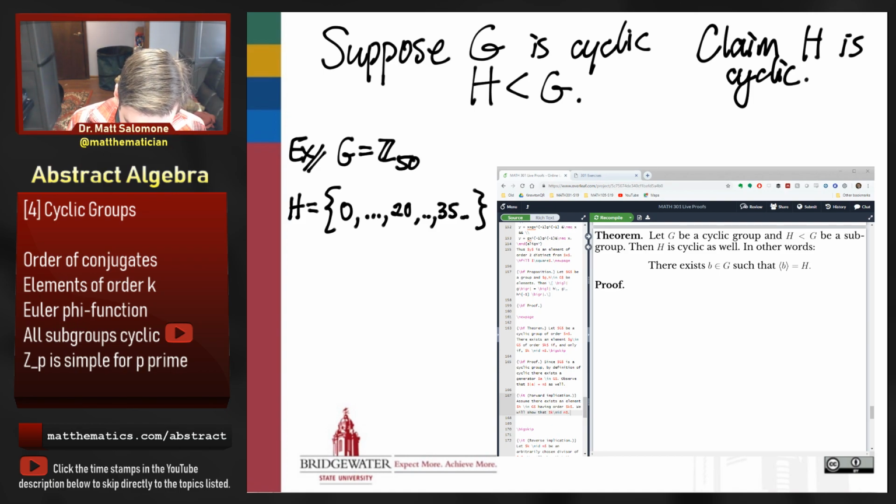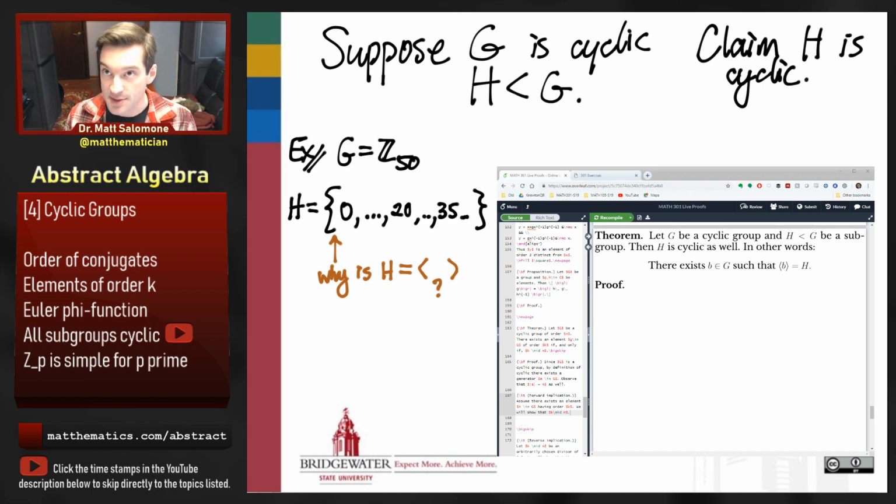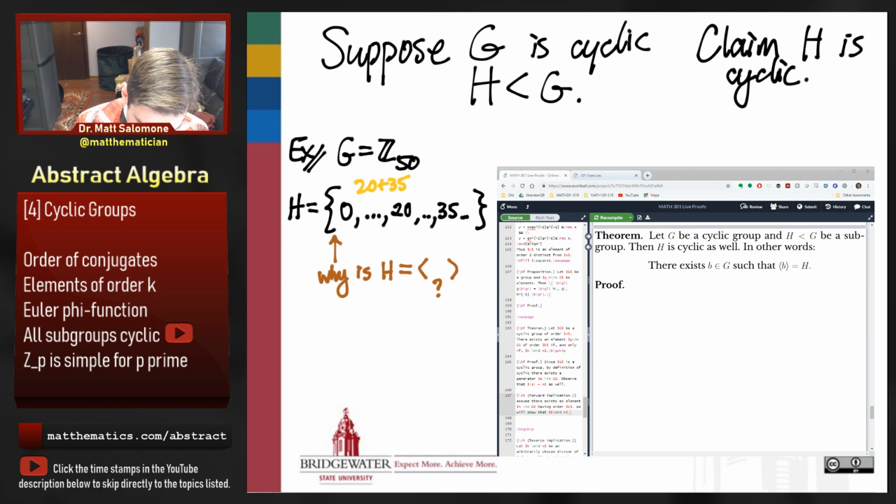I want to know why it must be the case that H is actually cyclic, right? What is a generator for this H going to necessarily be? So 20 and 35 being a part of this subgroup means that any sum or difference of them, any product of them with themselves or with their inverses, is also going to remain in H just by properties of subgroups. And therefore, 20 plus 35, which is 5, is going to be a part of this group. 20 plus 35 is going to be 5. So 5 belongs in this group.